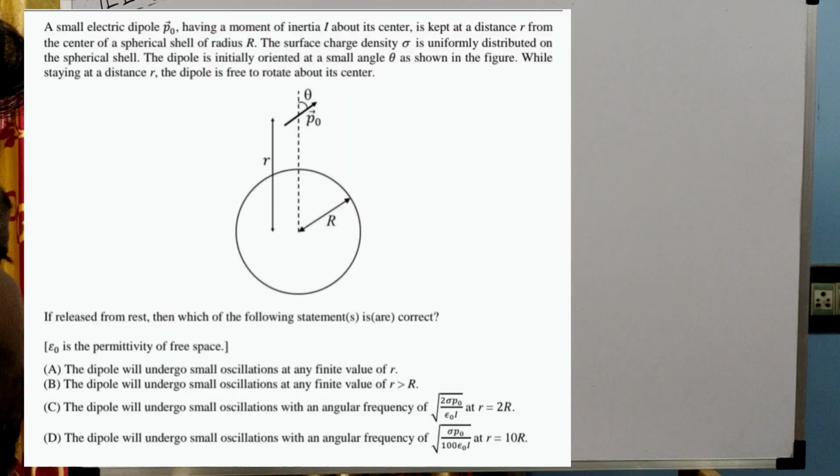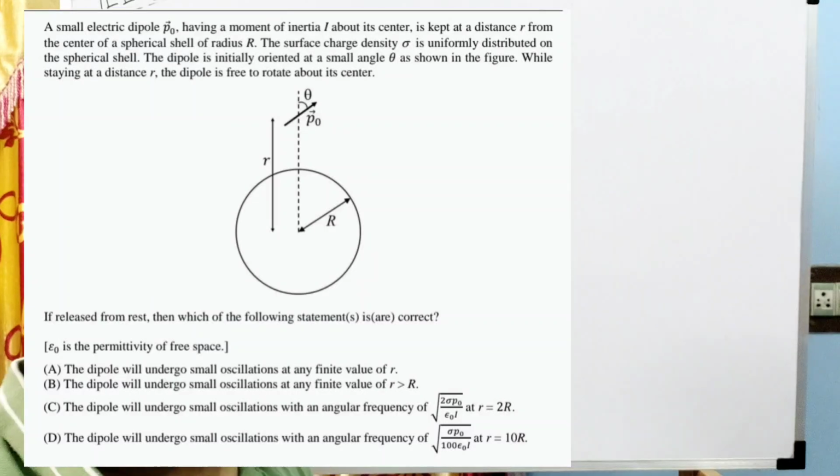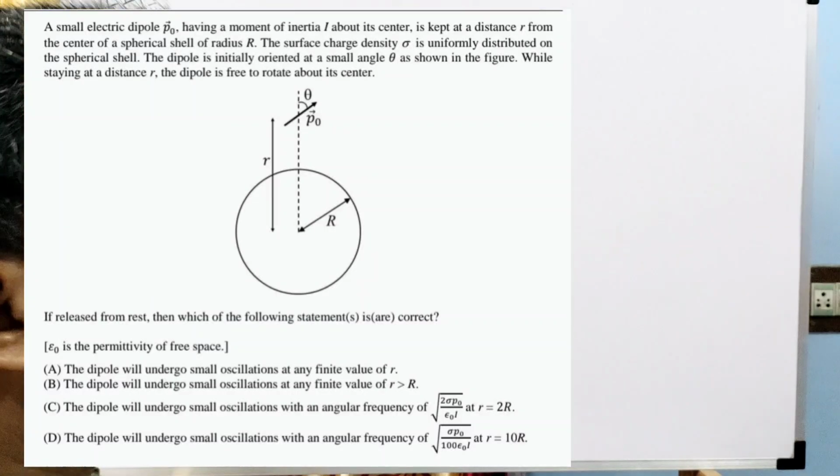The dipole is initially oriented at a very small angle theta, and it is released at a distance r. There are four options, and we have to find which options are valid. So this is our goal.